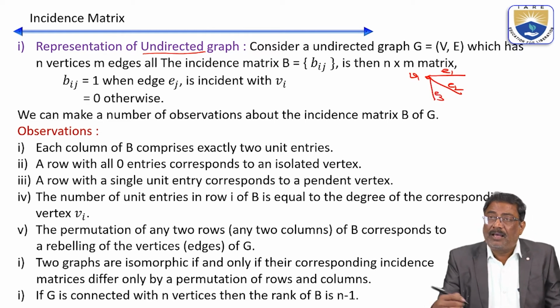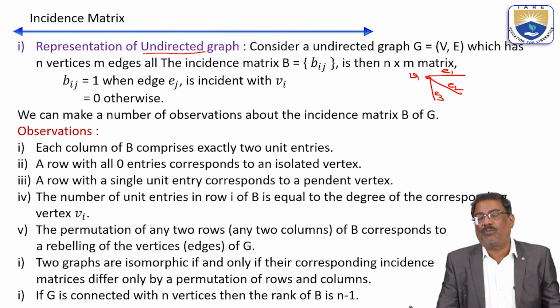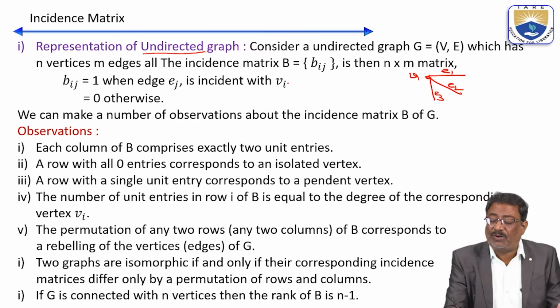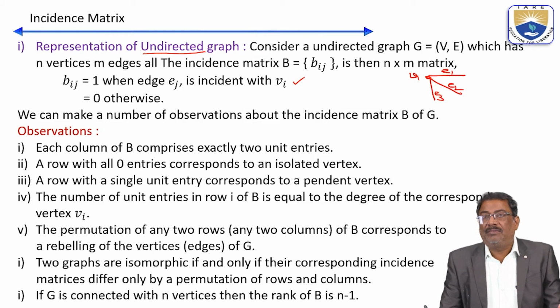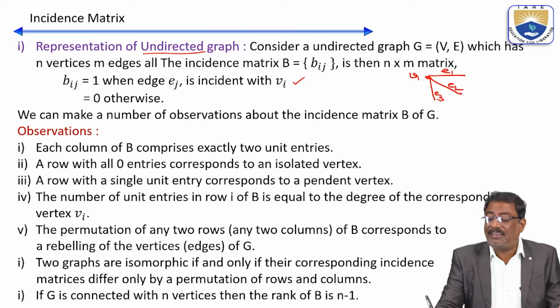Earlier, the adjacency matrix was vertex to vertex, where we say whether an edge is there or not. This is a matrix for vertices to edges. Whenever there is an edge Ej passing through the vertex Vi, that relationship is recorded.